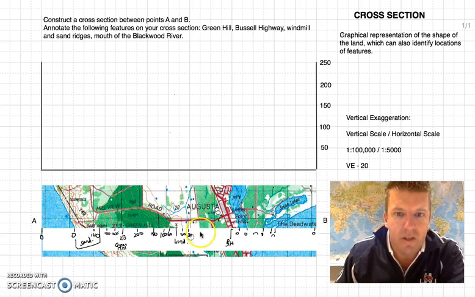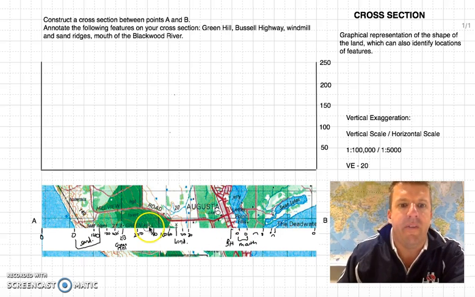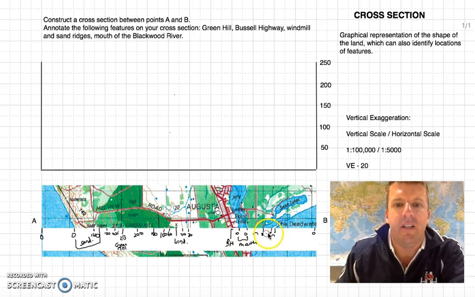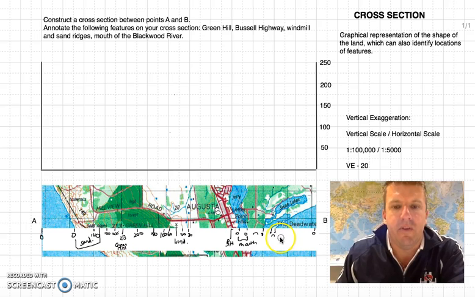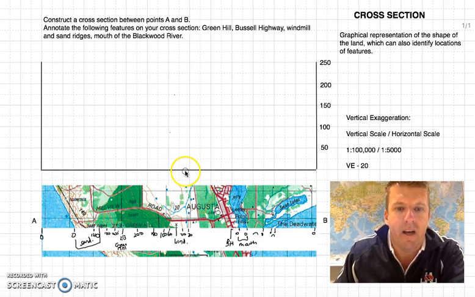And the last one is the mouth of the Blackwood River, which is there, and I'll just put "mouth" to remind me. So there, now I've got all the information I need to construct the cross section. What I would usually do then is draw up your axes, which I've got above me, and put the piece of paper below that.